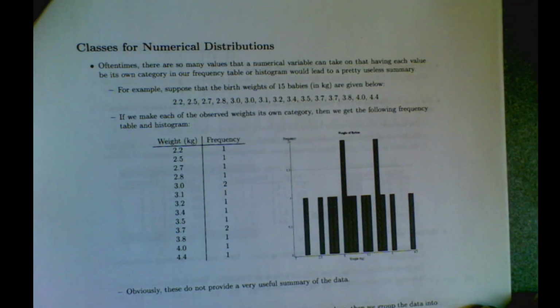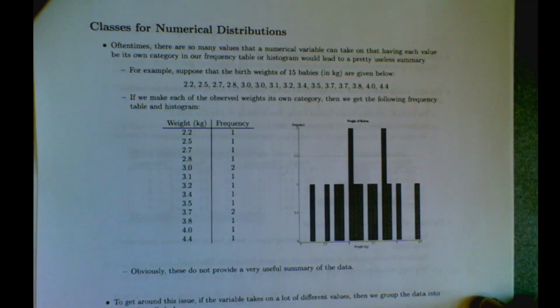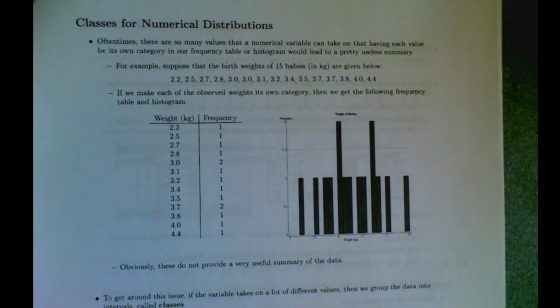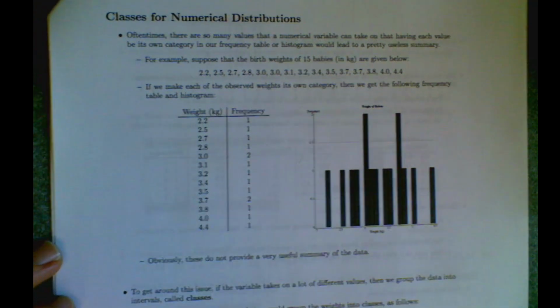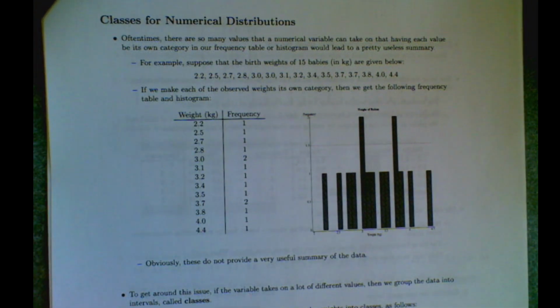Okay, so this is how we read histograms. Hopefully that makes some sense to you. Let's talk about this issue that arose when we compared the first example to the second one. In the second example, the lengths of the fish were grouped into classes. So let's talk about classes for numerical distributions.